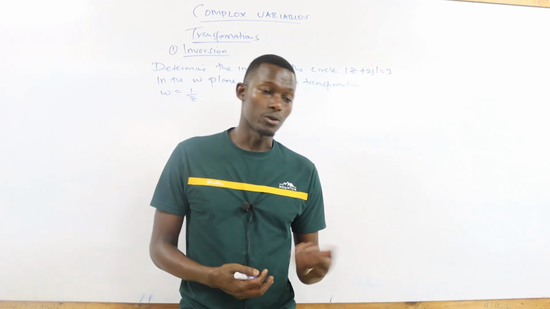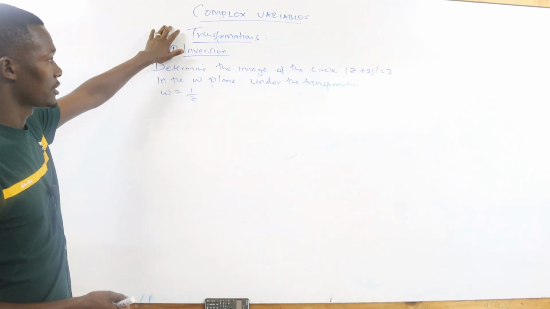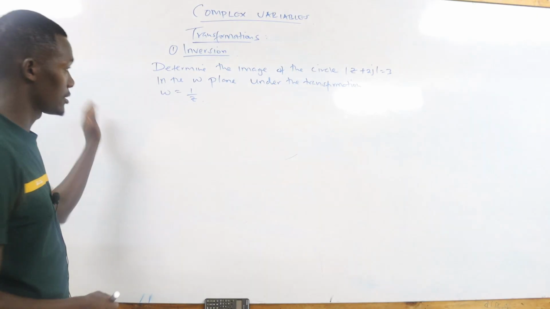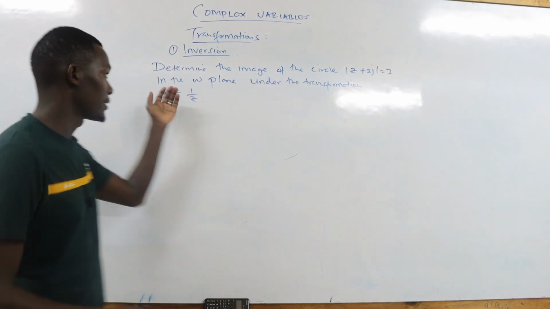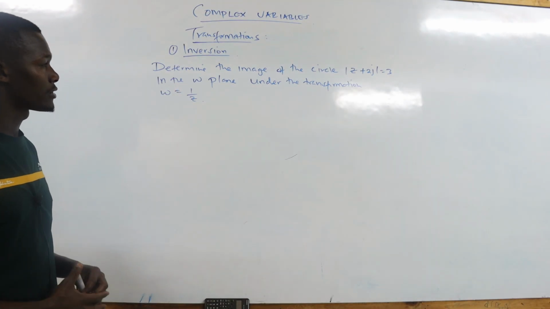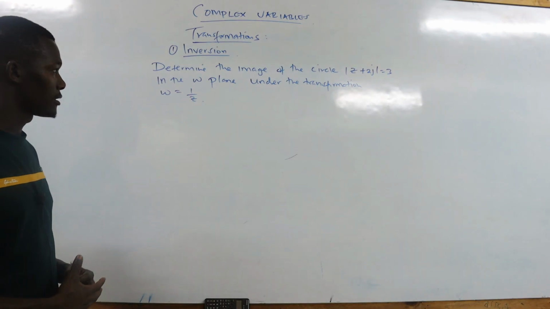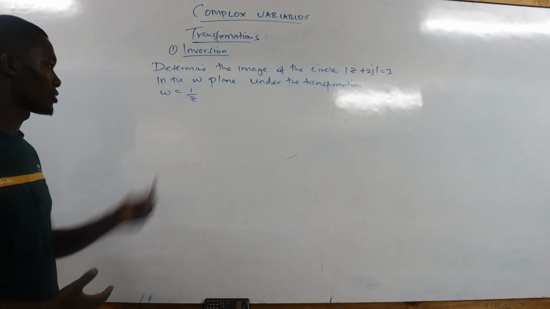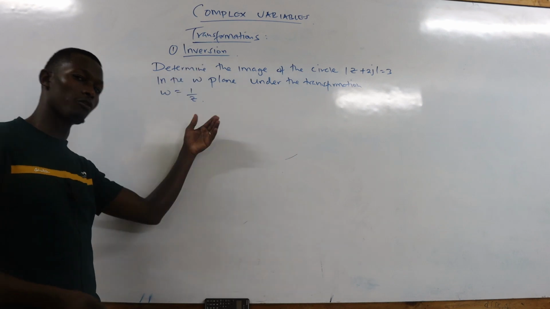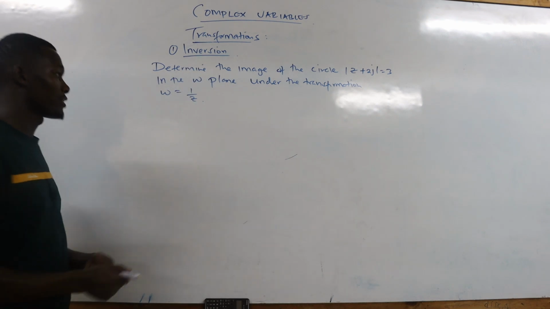All right, now in this particular video, as we check types of transformation, we start with what we call inversion, and we check an example. These are from a KNEC past paper, so kindly follow along. The question says, determine the image of the circle |z + 2j| = 3 in the w plane under the transformation w = 1/z. As you can see, this is an inversion, 1 over a complex function. So, solution.